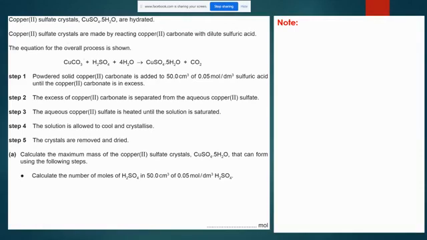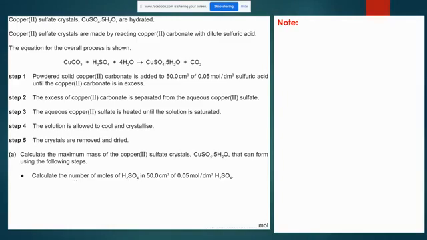Copper 2 sulfate crystals are made by reacting copper 2 carbonate with dilute sulfuric acid. The equation for the overall process is shown below, this one. Here are the steps to produce copper 2 sulfate pentahydrate salt. The question is calculate the maximum mass of copper 2 sulfate crystals that can form using the following steps.